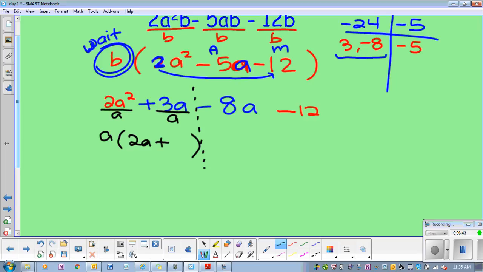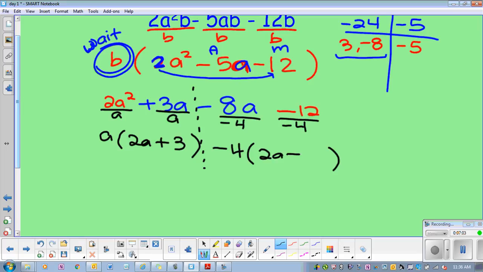Was 2a plus 3. On the right-hand side, what's it starting with? Negative. Make sure you bring that negative out. 8 and 12, what is their GCF? 4. The negative 4 comes out.